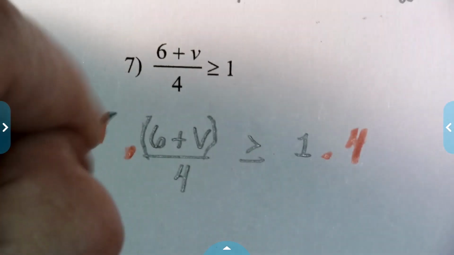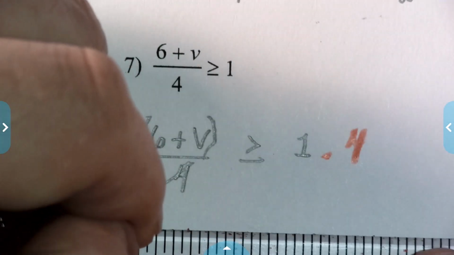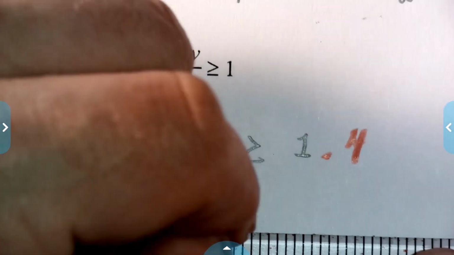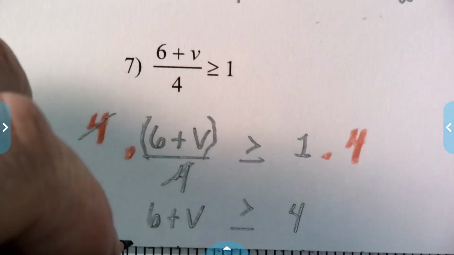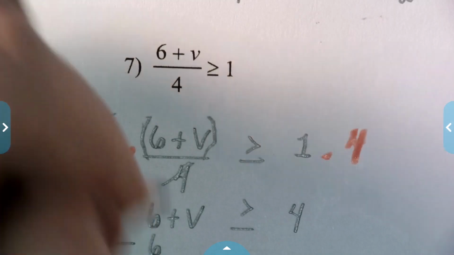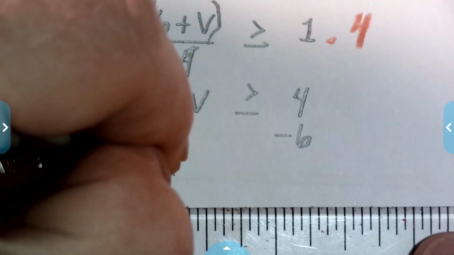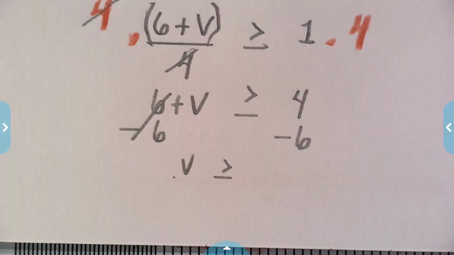And on the left, I cancel the 4's, and then I just have 6 plus v greater than or equal to 1 times 4 is 4. And I'm just going to subtract 6 now. And I have v greater than or equal to 4 minus 6 is negative 2.